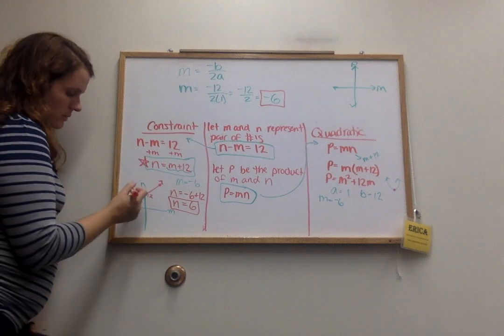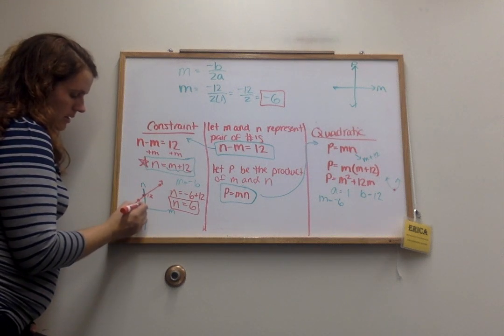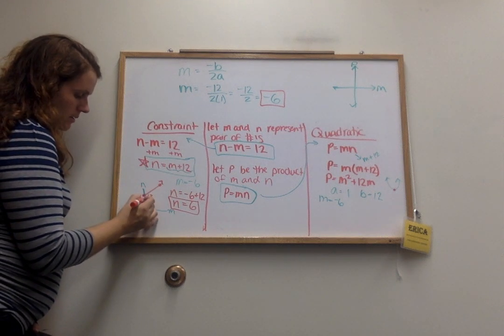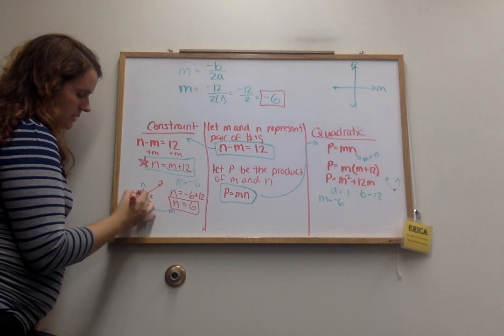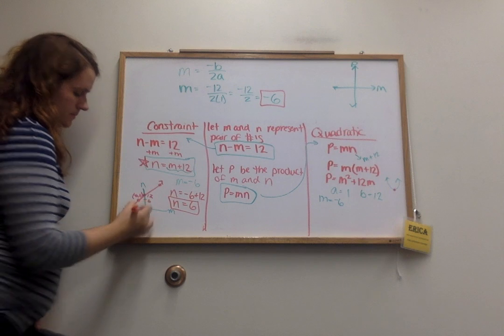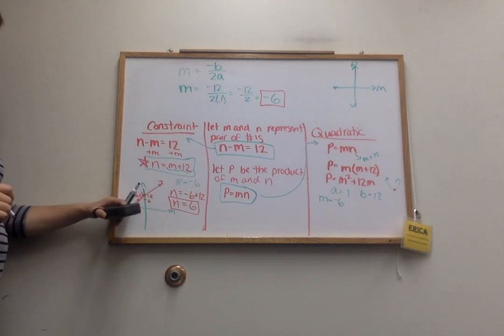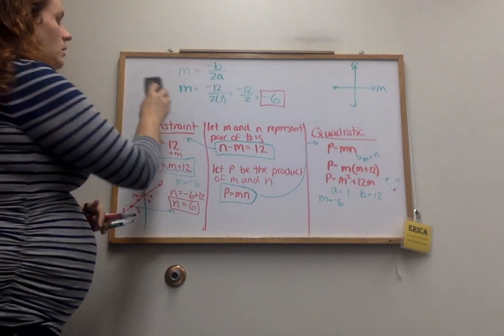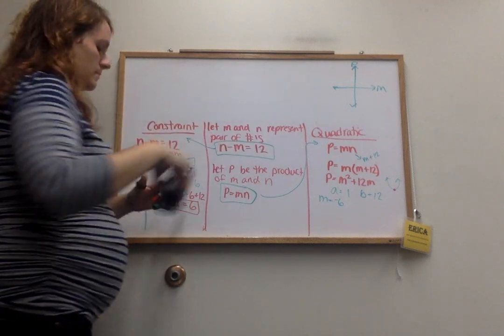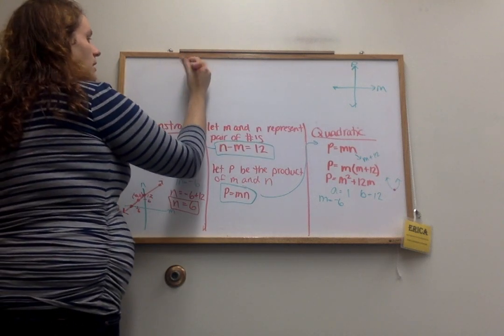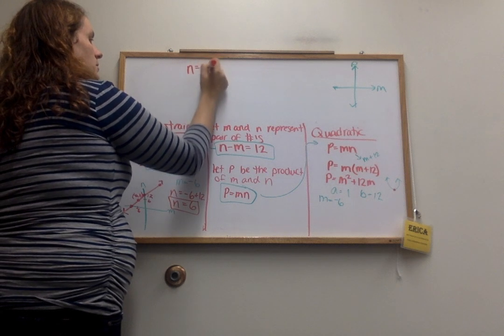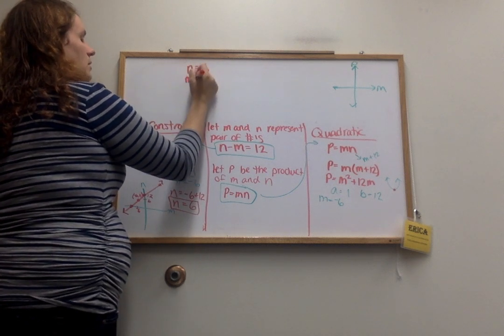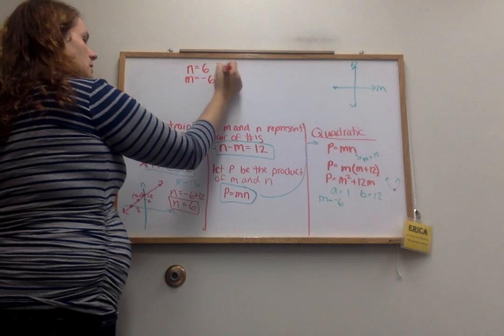Okay, and that would be this point right here. Negative 6, positive 6, and that gives me the point negative 6, 6. Okay. So there's our pair of numbers. We can erase this again. So n equals 6, m equals negative 6.